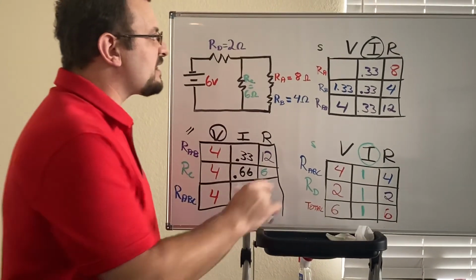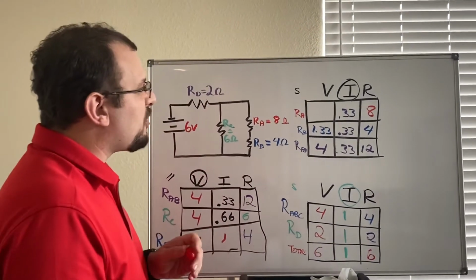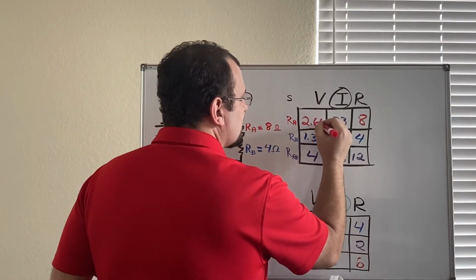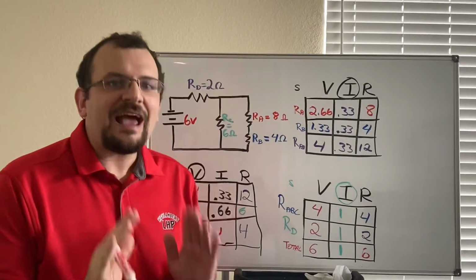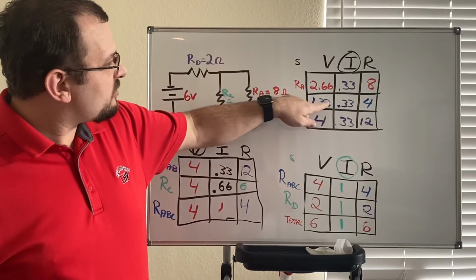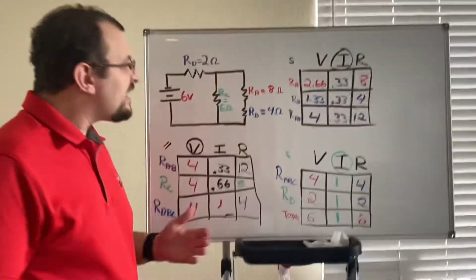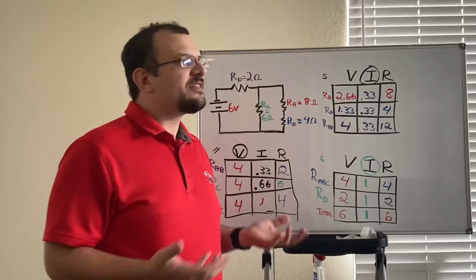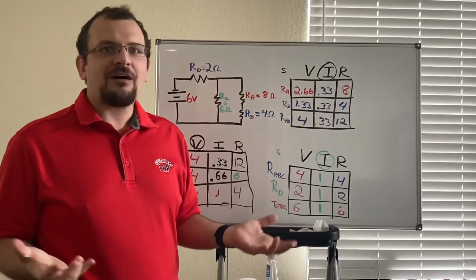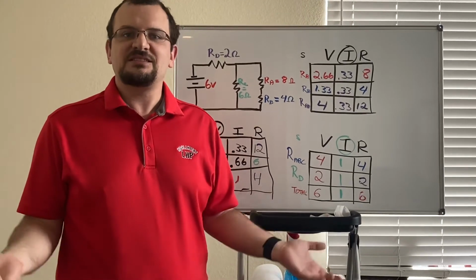And now looking at this right here and doing some quick math in my head, the voltage for resistor A is going to be 2.66 volts. And if I did everything right, this should add up to that. So 1.33 plus 2.66, yes, that equals 4 volts. So now what I've done is I now know the current and the voltage drop for each one of these resistors. And that will allow me to calculate the power that each one of these resistors is using.